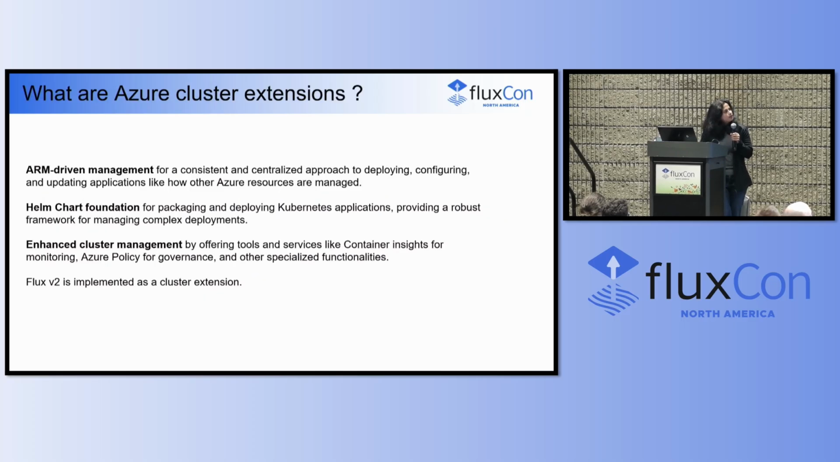So I said that Flux is installed as a cluster extension. I quickly wanted to touch upon what a cluster extension is. Well, as the name indicates, a cluster extension extends the capabilities of your Kubernetes cluster. But the important aspect here is that it provides an ARM-driven experience to do so. ARM stands for Azure Resource Manager, and this is the resource model for resources that are hosted in Azure. So this provides a REST API interface for you to interact with Azure resources.